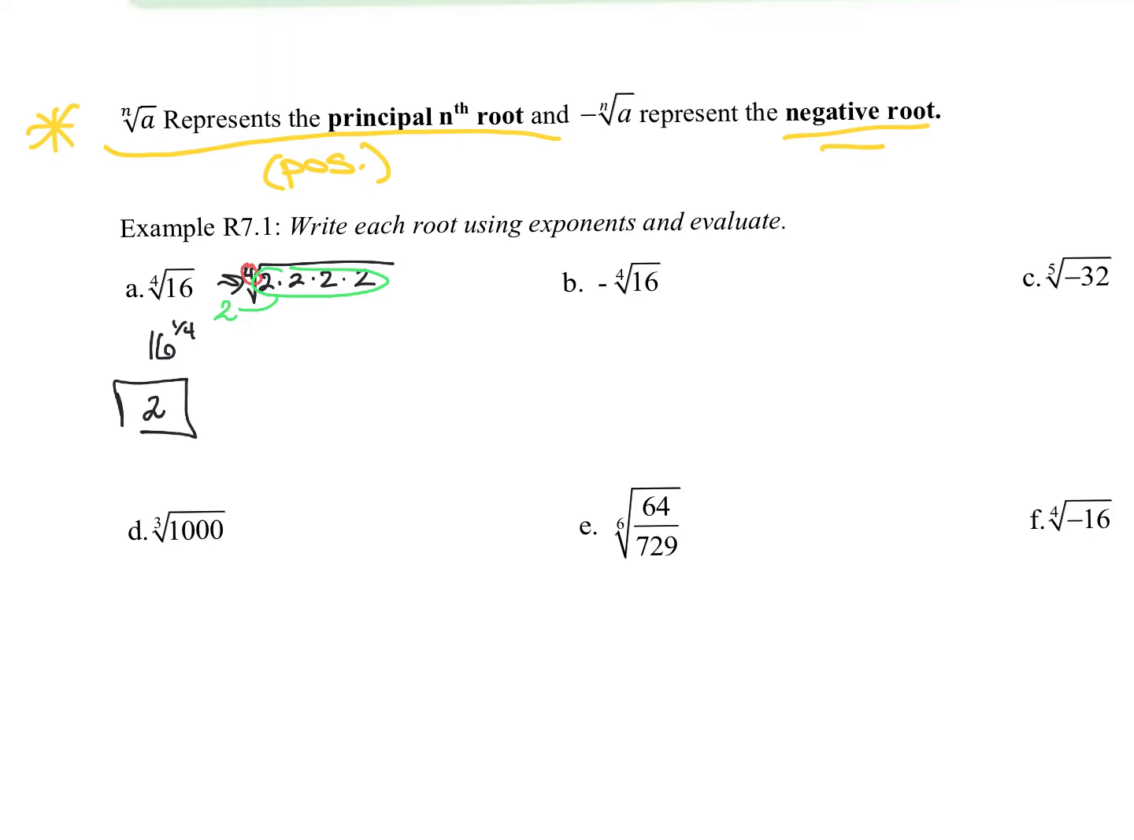Letter B is very similar, except I have a negative out front. So I have negative, and then I'm going to put some parentheses around it, fourth root of 16. So I can write that also as negative 16 to the 1/4 power, which is a negative 2. Because this piece right here, we proved over here, is equal to 2, and then I just took the negative that was in the front and put it down here in the front. So here's my answer.